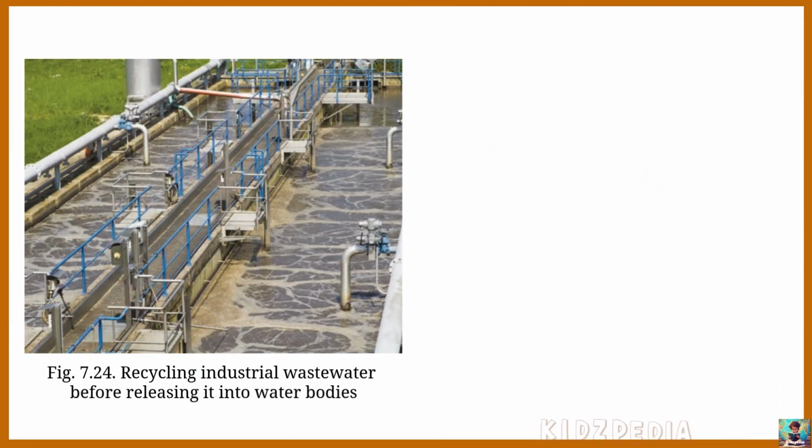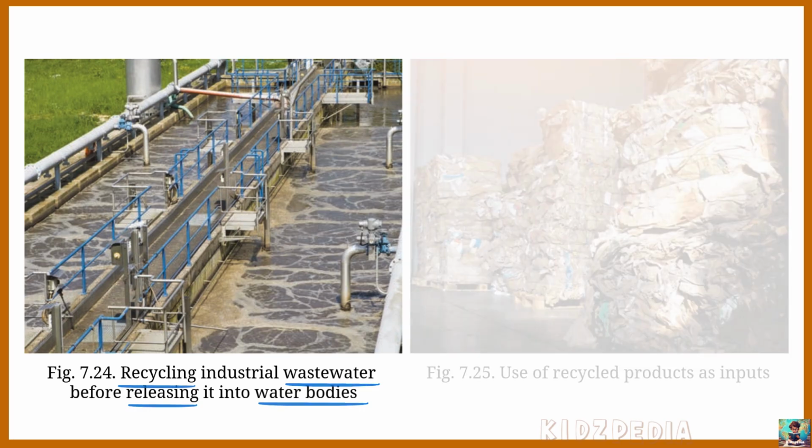Figure 7.24. Recycling industrial wastewater before releasing it into water bodies. Industries generate a lot of wastewater during production. If this water is released directly into rivers or lakes, it can cause serious water pollution. Therefore, wastewater should be treated and recycled before being released. This process removes harmful substances and helps protect water bodies and the environment, making industrial production more sustainable.